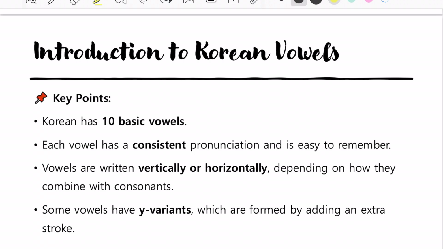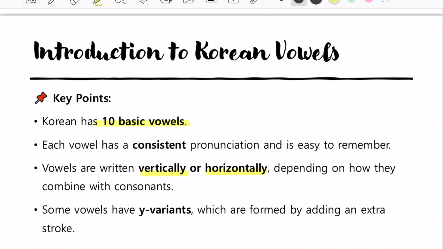And let's start with vowels. So, Korean has 10 basic vowels. Each vowel has a consistent pronunciation and is easy to remember. I'm not just saying this because I'm Korean. It is easy. Vowels are written vertically or horizontally, depending on how they combine with consonants. And we're going to learn more about this once we learn all the consonants and final consonants and double consonants, double vowels, and everything.